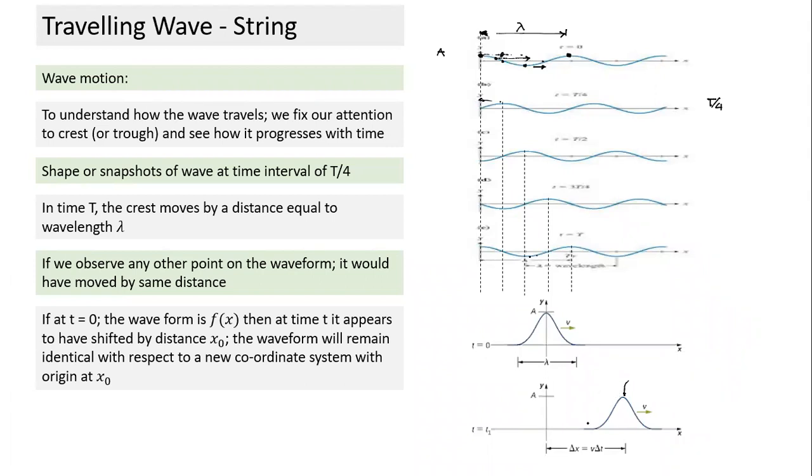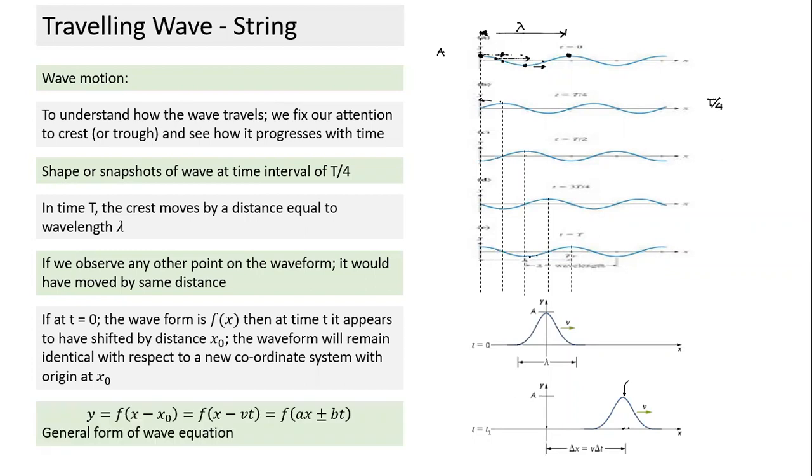So it is something like the transformation of axis. If I had a particular axis here and I shift this axis by a distance equal to v into delta t, the function remains the same. Some of you may recall transformation of axis. I'm not going to do much, but here, after time t, if the original shape was f(x), it becomes f(x minus x naught). x naught is the distance by which it has shifted. And what is the distance x naught? x naught is nothing but vt.